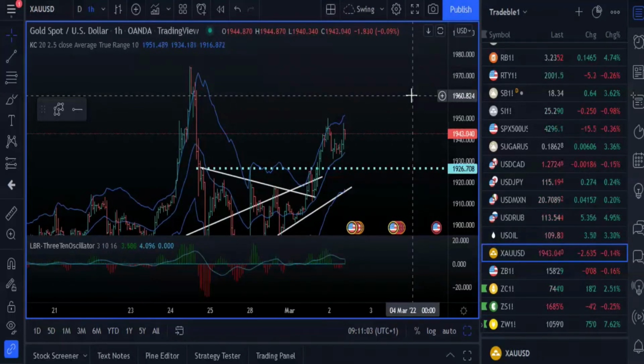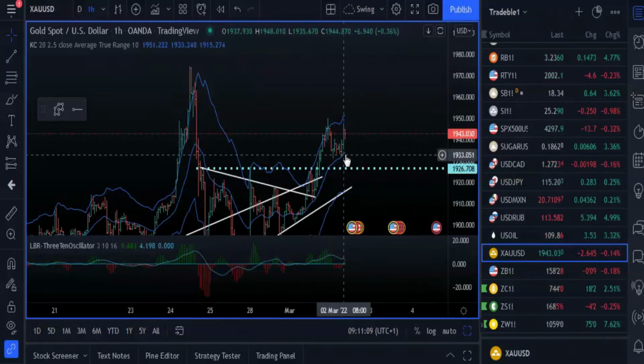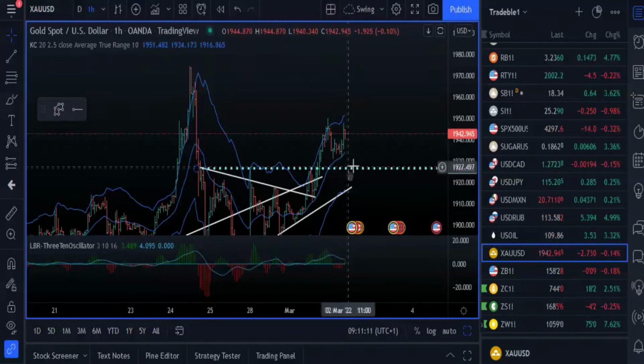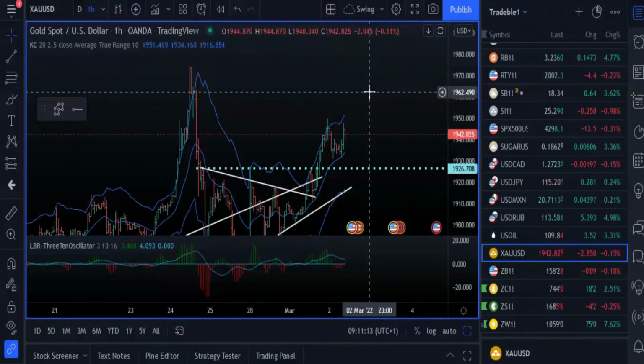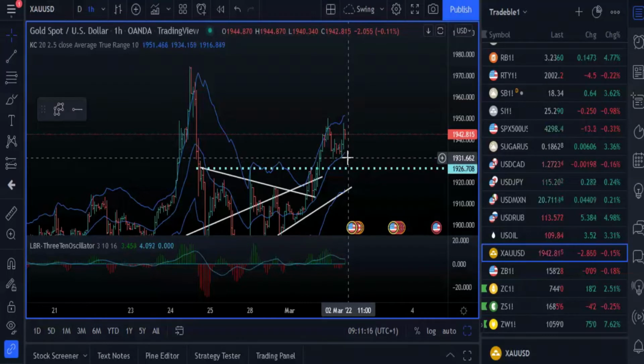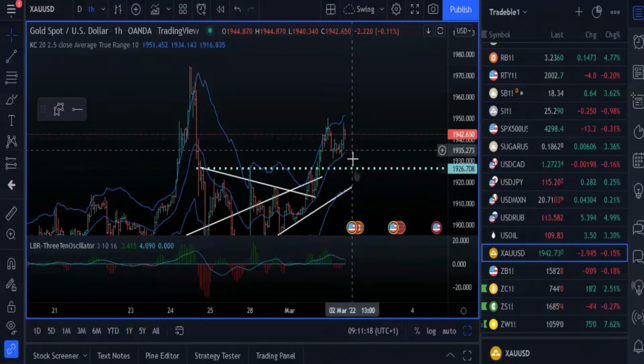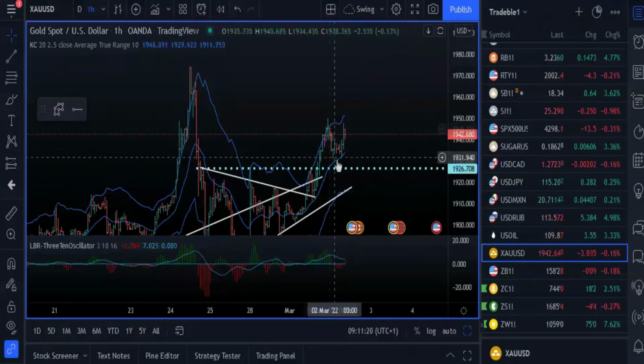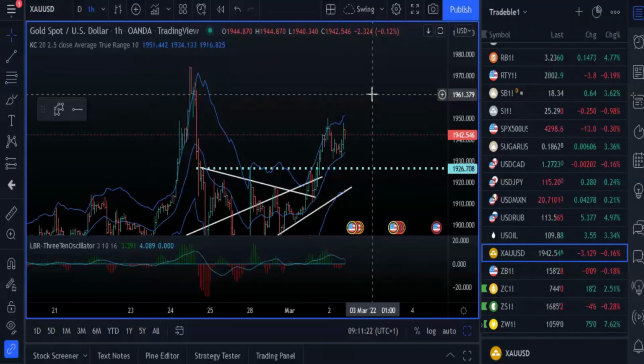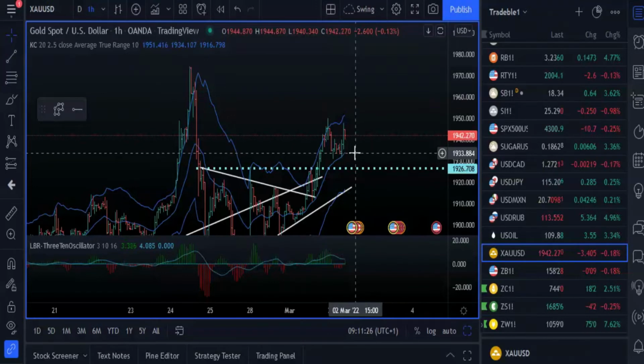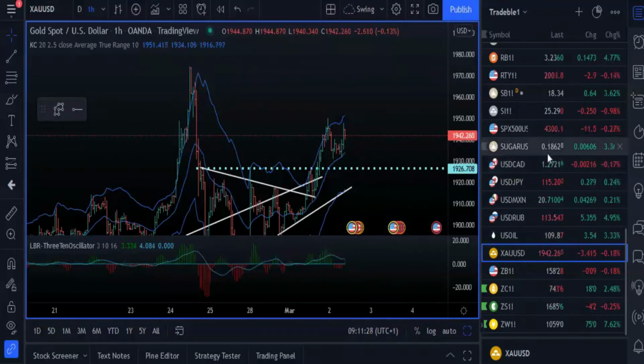But for now, I will still watch to see maybe some ABC, or maybe to take the early morning lows and then watch for some upside. Maybe below 1931, if there's a successful retest and maybe we do some kind of ABC, that will be pretty good to watch. So watch for buying opportunities on the dips on the gold so far.